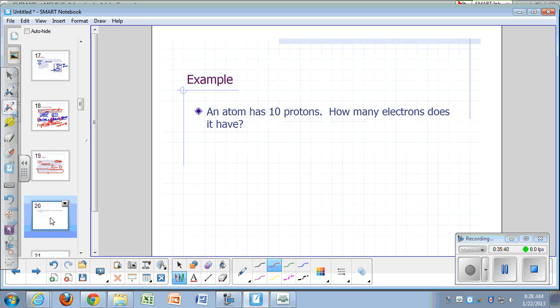All right, so here's an example. An atom has 10 protons. How many electrons does it have? Very good. 10 protons, 10 electrons. Electrically neutral.